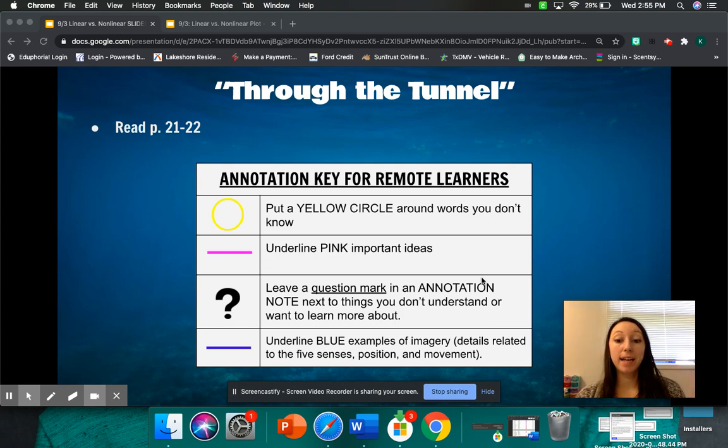Okay, welcome back to part two of September 3rd's lesson. So hopefully you finished reading and annotating Through the Tunnel. And now we're going to talk more about it and talk about linear plot.